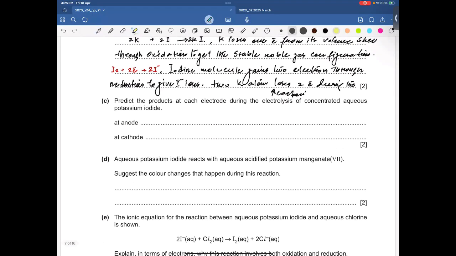Predict the products at each electrode during the electrolysis of concentrated aqueous potassium iodide. Since it is a concentrated condition, iodide ion will discharge first from the electrolyte, and obviously you will get iodine at the anode and hydrogen gas discharged at the cathode, because it is closer to the line of discharge, despite the fact that potassium ion has a high concentration, right?